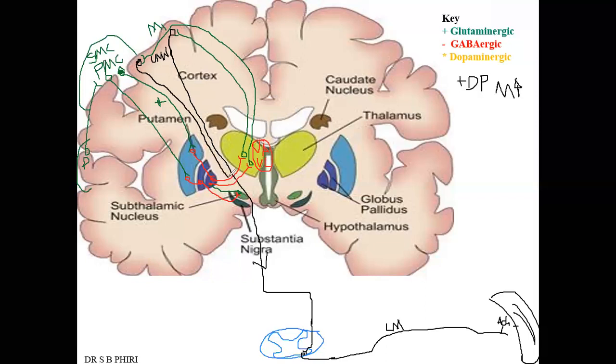Then it will descend down to the midbrain via the crus cerebri, forming the cerebral peduncle. It will descend down to the medulla oblongata, where it's going to decussate to the contralateral side of the spinal cord. Then it will start descending as the lateral corticospinal tract. Then it will form a synapse with a lower motor neuron. And this lower motor neuron, from here, will go and innervate the muscles.